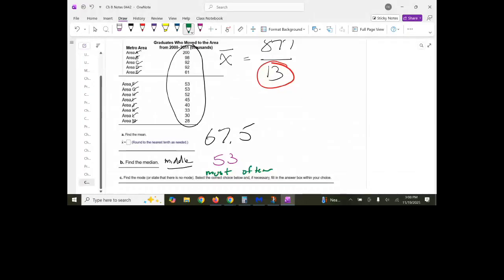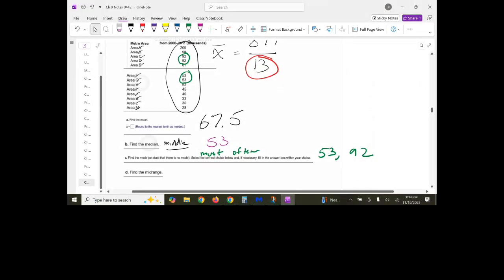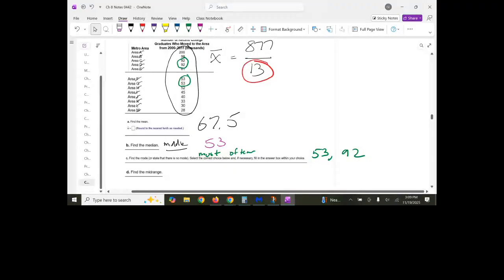And so, y'all, I'm looking here and I see a couple of things that could be the mode. I'm seeing the number 92 because there's two of them, and the number 53 because there's two of them. Are there any numbers that occur three times? As I'm looking, I don't see any. So we actually have two modes, y'all. We got the number 53 and the number 92. Those are the numbers that occur more than any of the others.